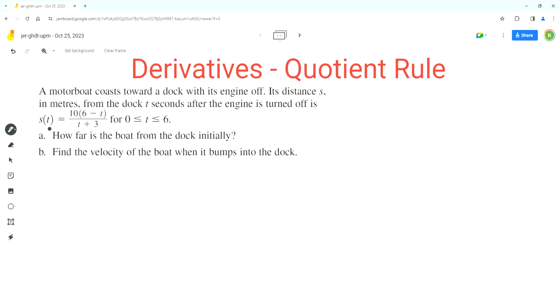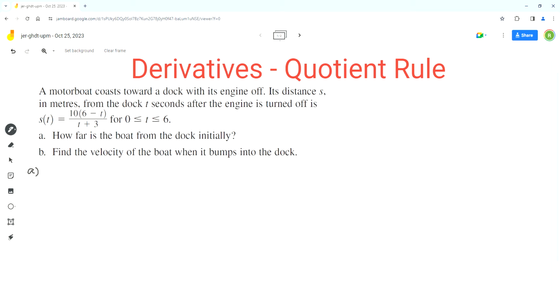Now we are given the domain of this position function, or distance function, as 0 to 6. That means at t equals 0, the engine is turned off, and at t equals 6, the boat reaches the dock. Now in part A, we have to find how far the boat is from the dock initially. That means we have to find the distance of the boat from the dock at t equals 0, because that's when the time recording starts.